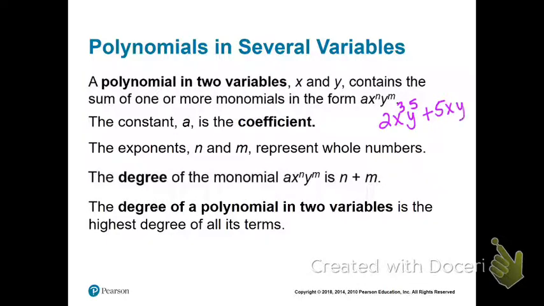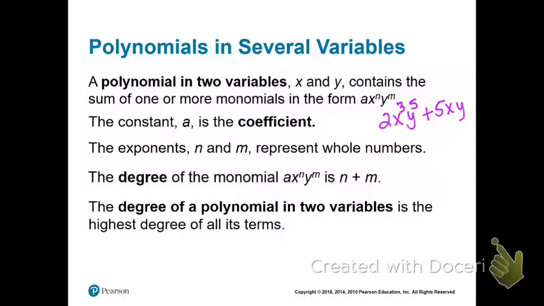5xy. All right, so it's just got two variables, which both of them can have exponents, and it has to be a number in front. And it can be one or more terms. So the constant a is the coefficient. That would have been my 2 or my 5. The exponents are n and m, which will be whole numbers.